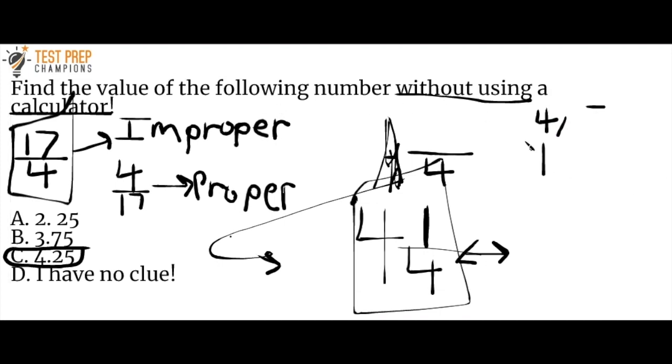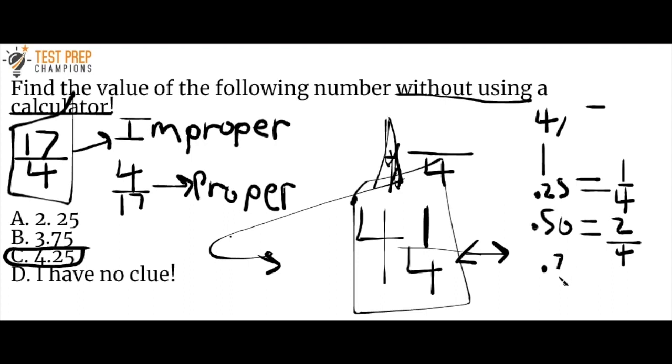So the first thing to understand here is that 0.25 is equal to 1/4. We're looking at fraction decimal equivalents here. And 0.50 is equal to 2/4, or half. And 0.75 is equal to 3/4.